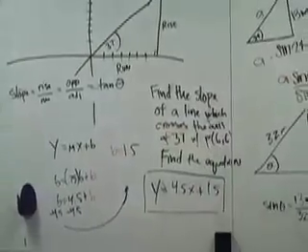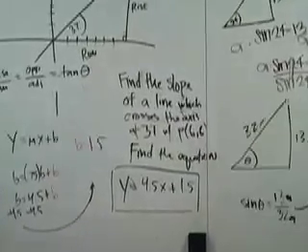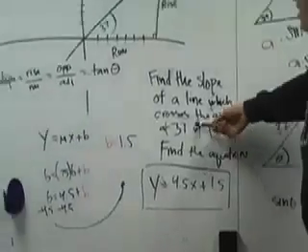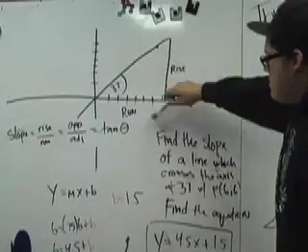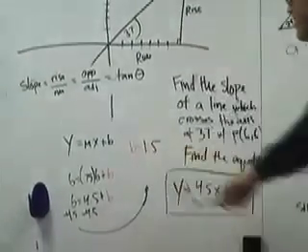And the problem here is find the slope of a line which crosses the x-axis at 37 degrees, with the point being 6, and also find the equation. So to find the slope, you just take the tangent of 37 degrees, since you know it's rise over run, and that'll get you 0.75, and that's your slope.